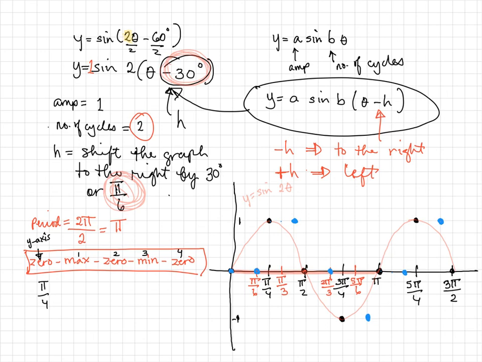Okay, so from there, my graph is shifted 30 degrees to the right. Okay, so this is now y equals sine 2 theta minus 30 degrees.